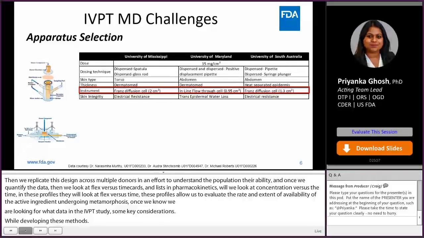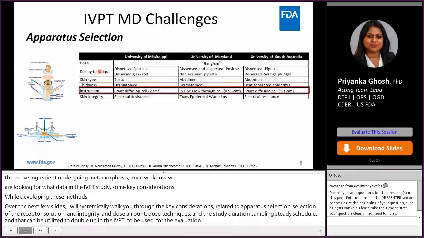So beginning with the apparatus selection, here we have some data from GDUFA-funded research projects where the studies were conducted in 3 separate labs across the world. We use the same product at the same dose, but we use different dosing techniques, different skin types, different thickness of the skin, different apparatus, different barrier integrity measurements.